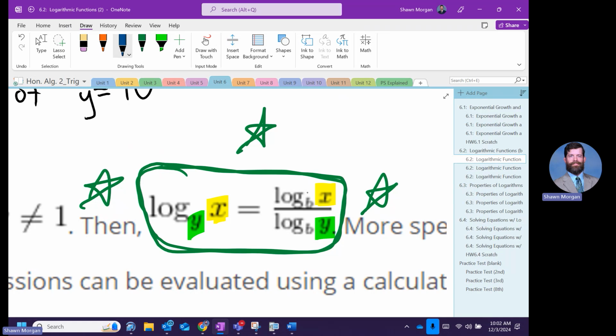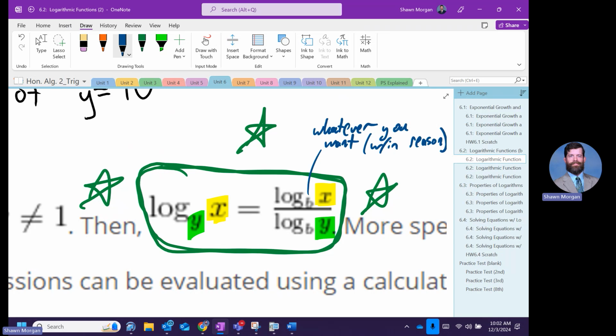And the base b is whatever you want, within reason. And what do I mean by within reason? Bases have to be greater than 0, not equal to 1. You remember that from our talk about the exponential function. Base has to be greater than 0, not equal to 1, just like with exponents. Since logs are inverses, they have to play by the same rules.